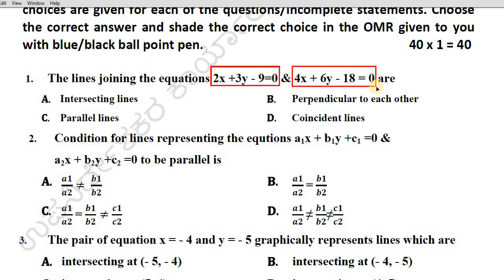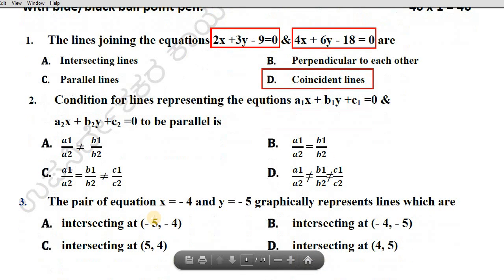Here both the equations are in standard form. So directly you can find the ratios, children. So a1 by a2 we get 1 by 2, b1 by b2 also we get 1 by 2. Similarly, c1 by c2 is equals to 1 by 2 itself. Therefore, when all ratios are equal, it will be coincident lines. Hence, for this question, the right answer is coincident lines.